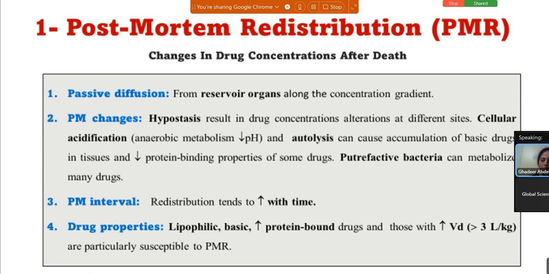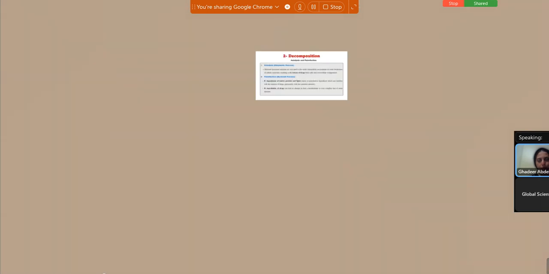The third factor is the post-mortem interval, where redistribution tends to increase with time. And finally, the drug properties: generally lipophilic, basic, highly protein-bound drugs and those with high volume of distribution, more than 3 liters per kg, are particularly susceptible to this redistribution.